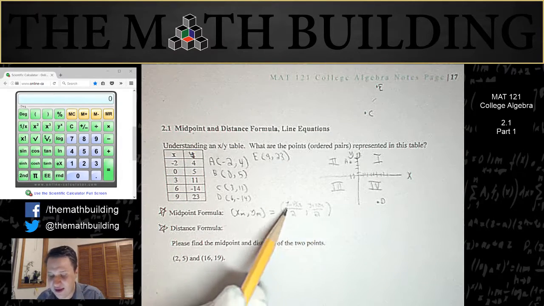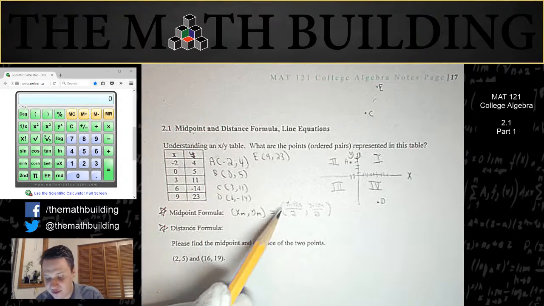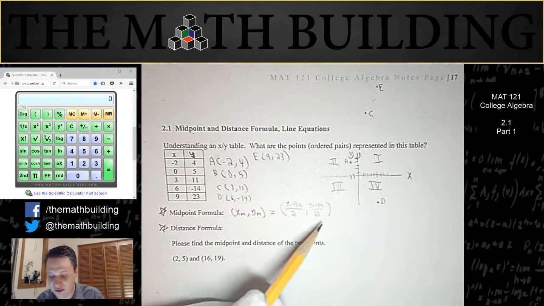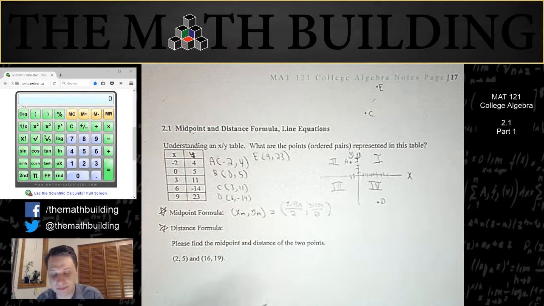Notice that the answer to the midpoint formula is going to give us a point. So if I asked you to use the midpoint formula, your answer is going to be a point. So you need to have these parentheses and the comma.